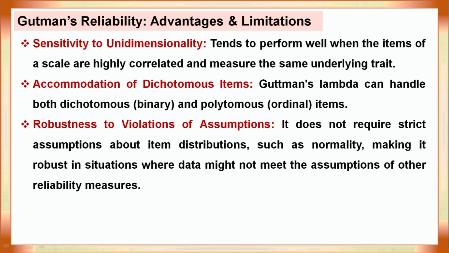First is the sensitivity to unidimensionality, meaning Guttman reliability testing generally performs well when the scale items are highly correlated, that is, unidimensional in nature, indicating towards a single dimension. Secondly, Guttman lambdas can handle both binary items as well as items which are polytomous in nature, meaning ordinal in nature.